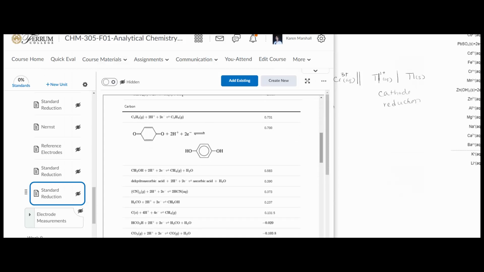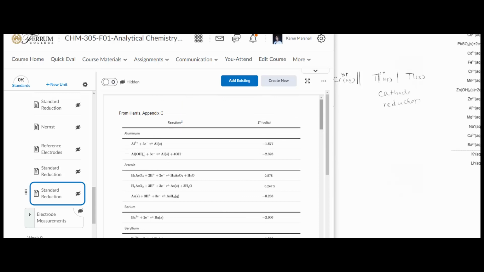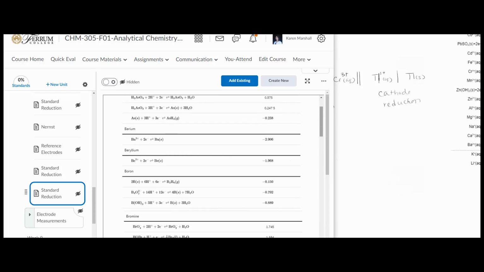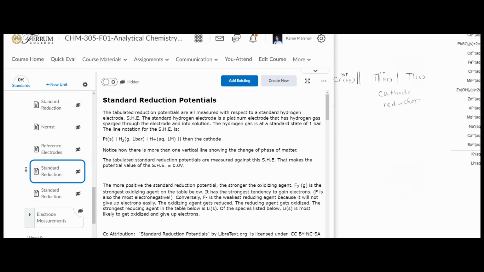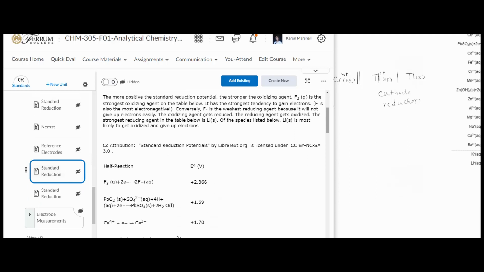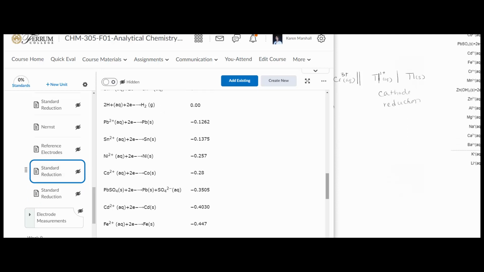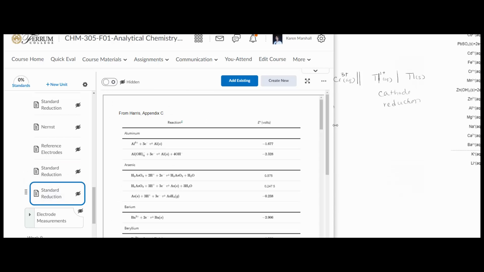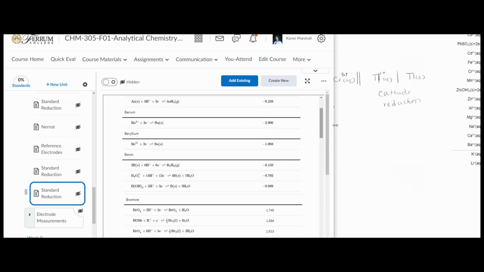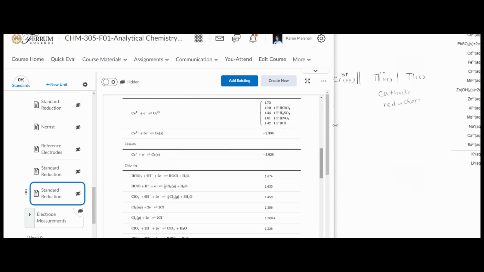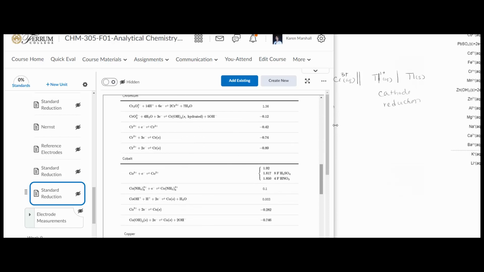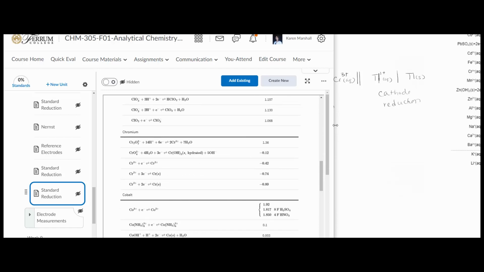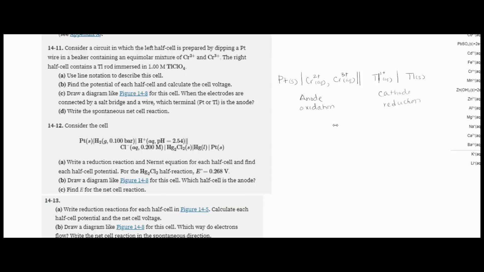And I have inserted images from Harris's 5th edition. This is Appendix C, because I learned by trying to do this problem that what I had posted here from the OER text just wasn't thorough enough. So you do get Harris's Appendix C here. I'm looking for chromium going from 2 to 3. And the elements are in alphabetical order by name. So chromium 2 to 3 is going to be this one, negative 0.42.